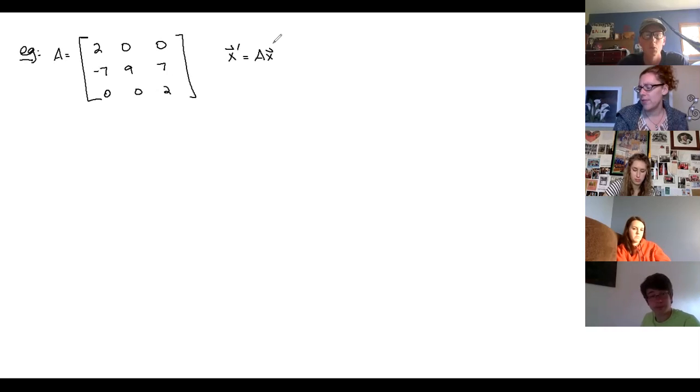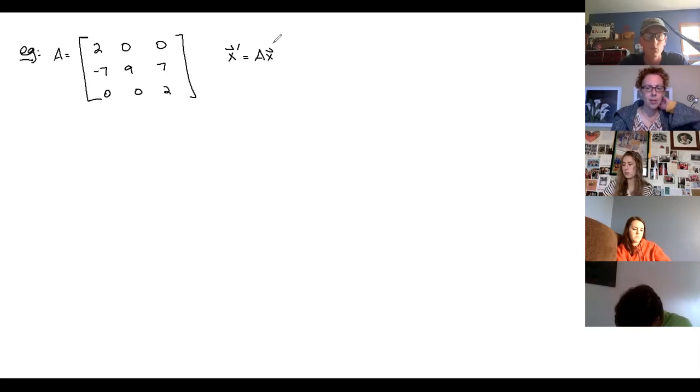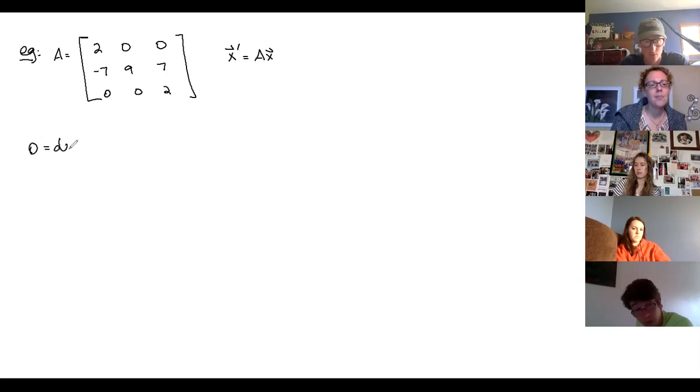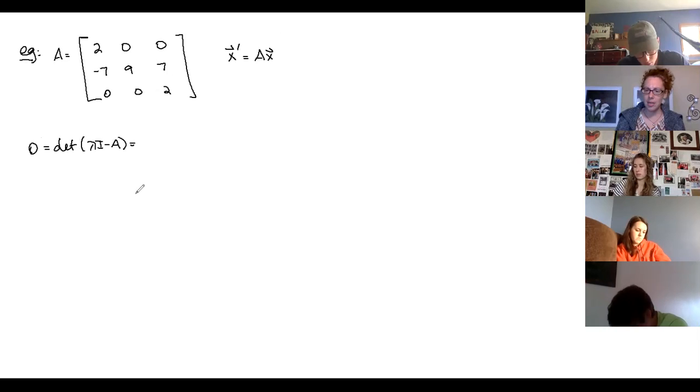We're going to do this one start to finish because I think I assigned some 3x3s on your homework, and we haven't done a 3x3 finding the eigenvalues yet. So let's do this one start to finish. So 0 is going to be the determinant of lambda I minus A. You should be getting comfortable with this equation by now.